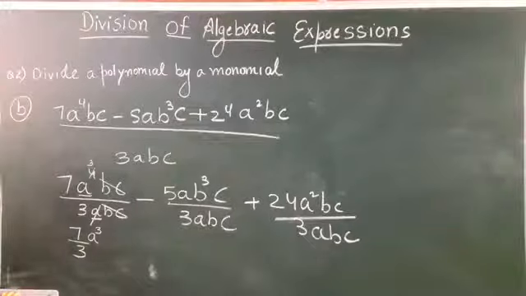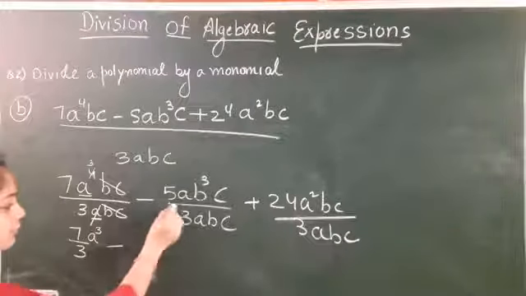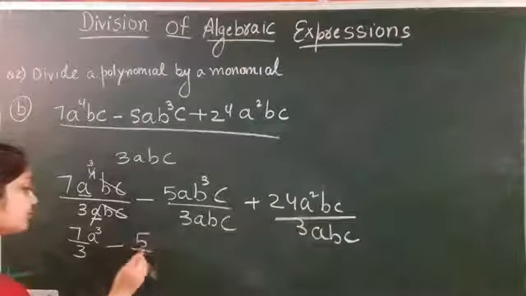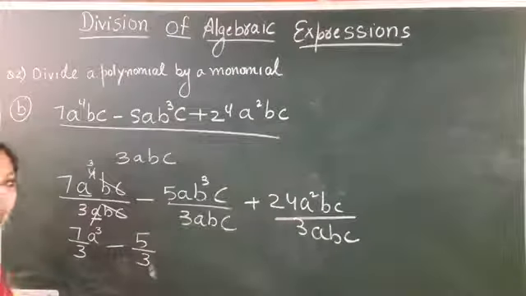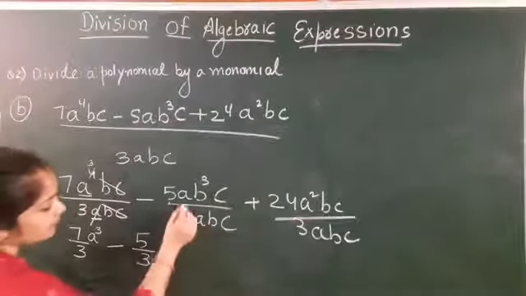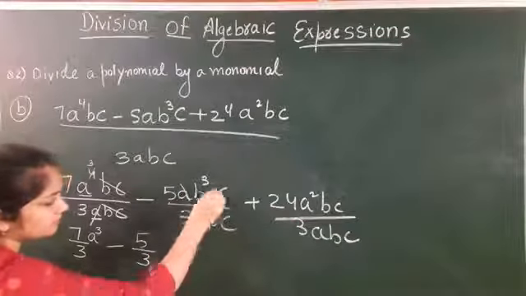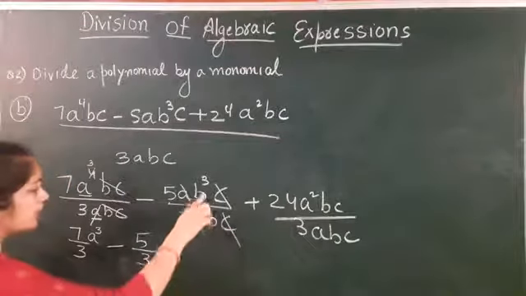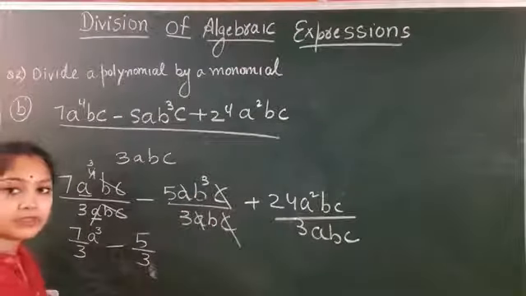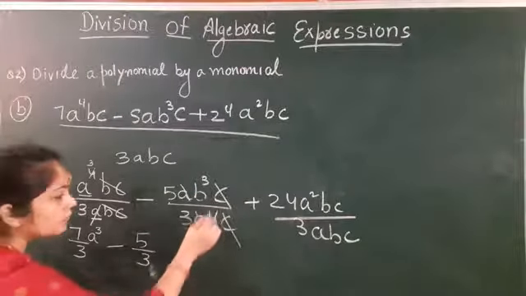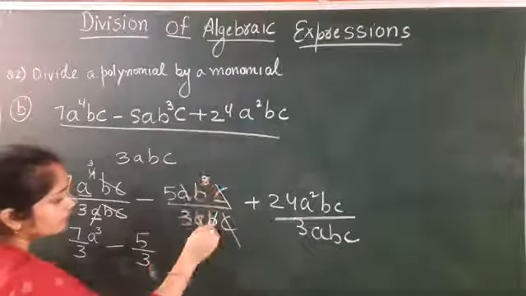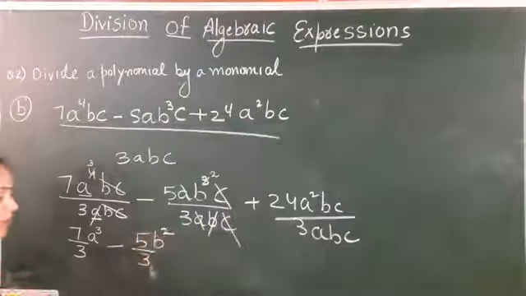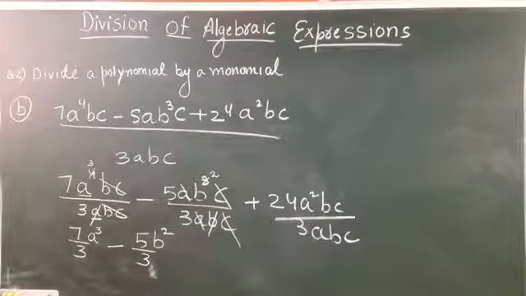Right? Next, minus 5 and 3 we cannot divide. So we will write 5 by 3 as such. And then here we have a 1 time, c and c. Here you have b 1 time and here you have b raised to power 3. So 1b will cancel out with 1b and you are left with only b square. So it is minus 5 by 3 b square.